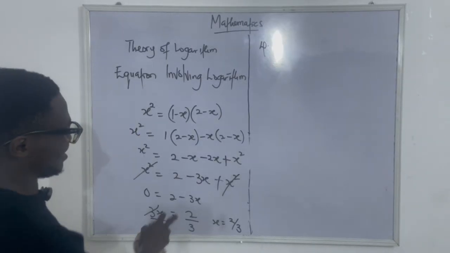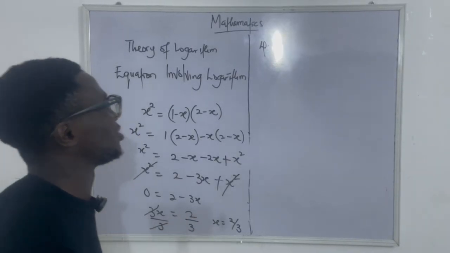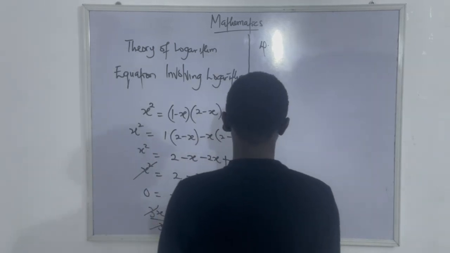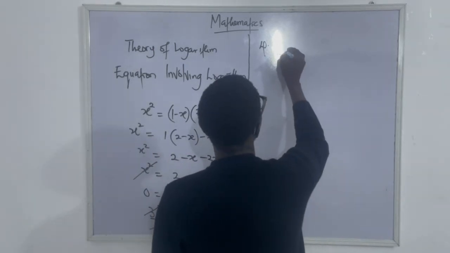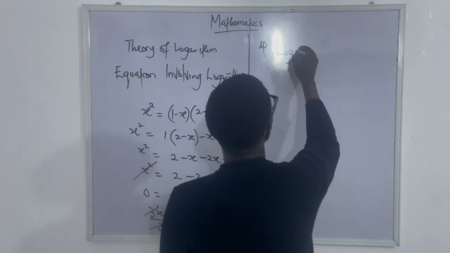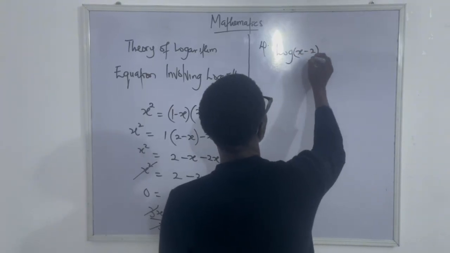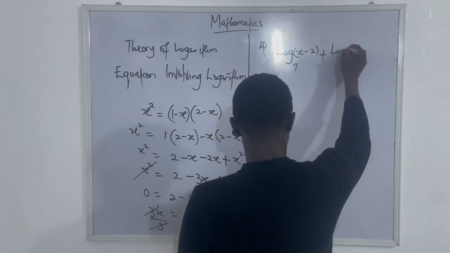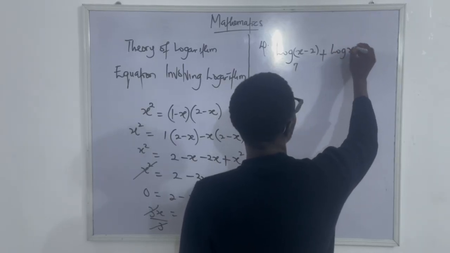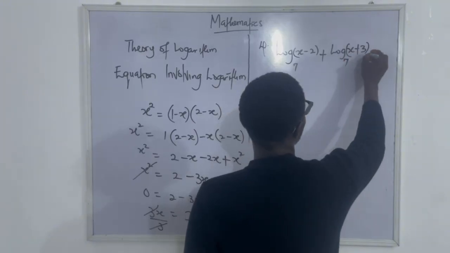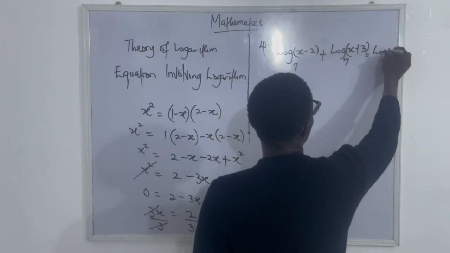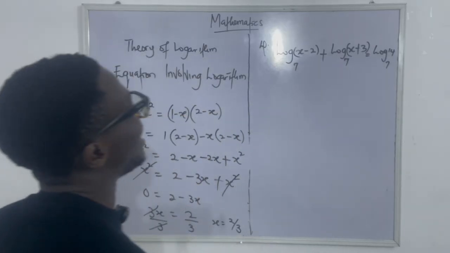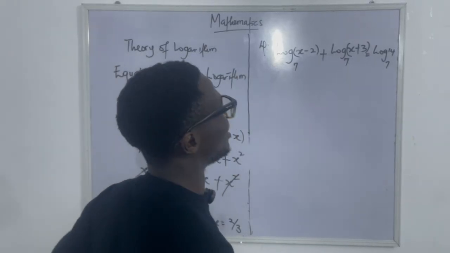Now, we've seen that this is actually the solution he gave us. So now we're moving to the next question. So log x minus 2 base 7 plus log x plus 3 base 7 equals log 14 base 7.